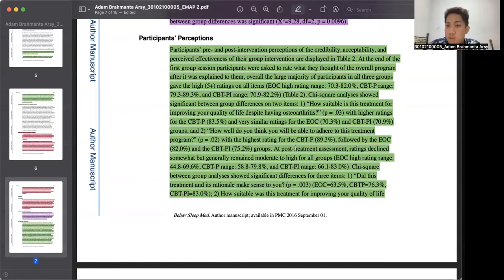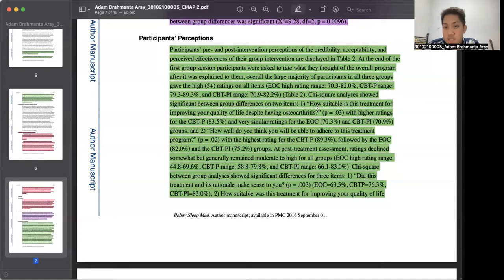The chi-square analysis showed significant between group differences on two items. The first item is how suitable is this treatment for improving your quality of life despite having osteoarthritis, with very similar ratings for the EOC and CBT-3PI. And the second is how well do you think you will be able to adhere to this treatment program.